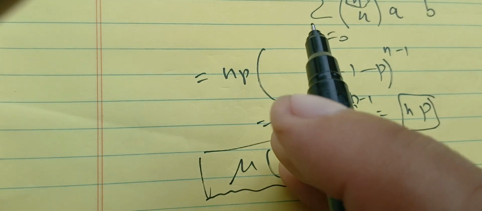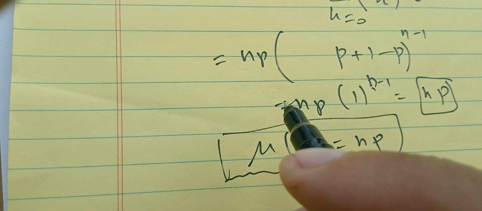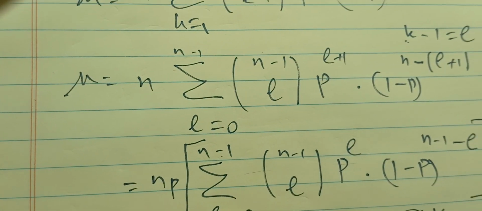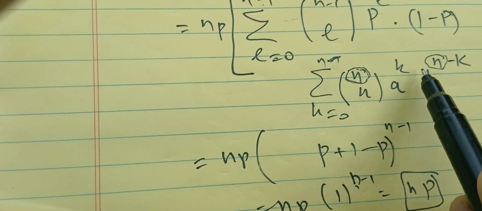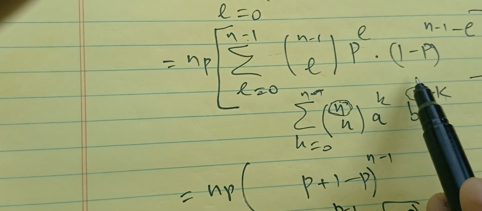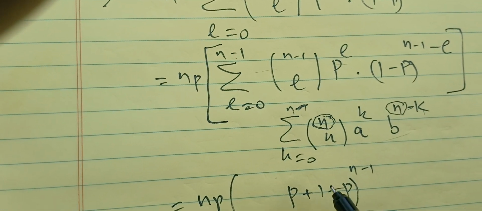This means that the mean of our X is just np. So the mean of a binomial random variable is n times p. We have done all the steps very easily so you can follow them. The key is that you need to know the binomial distribution and you change these indices correctly.